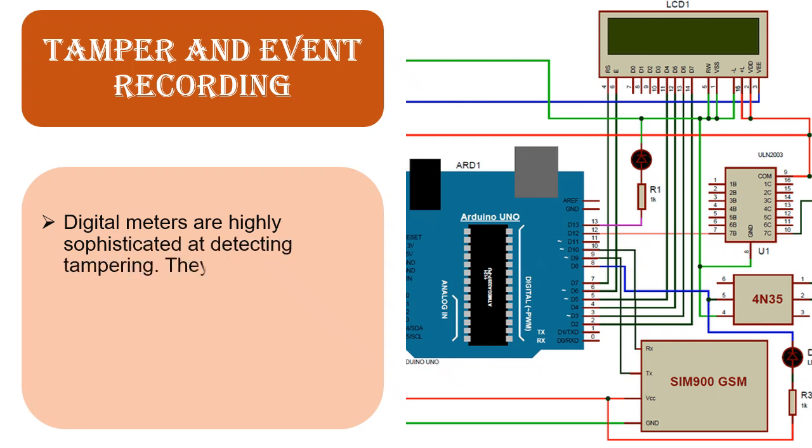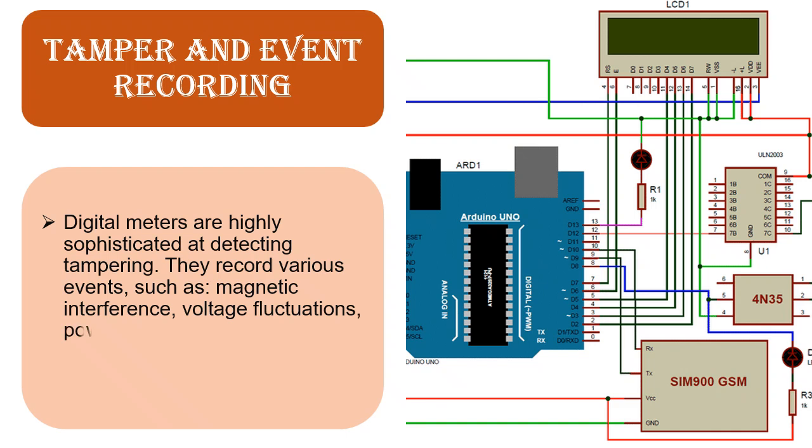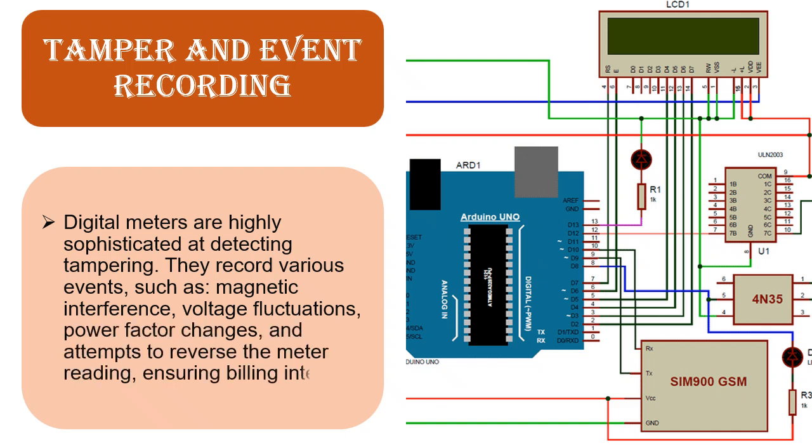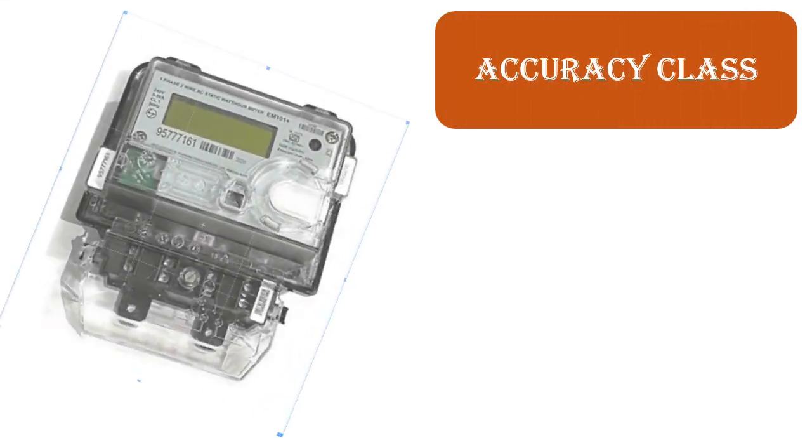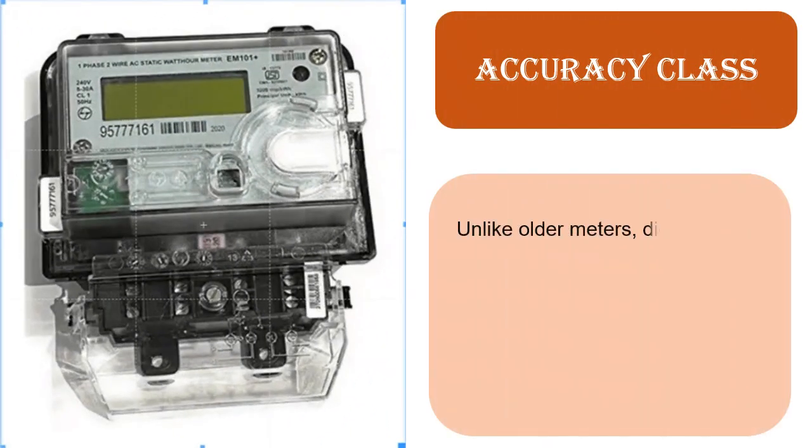Tamper and event recording. Digital meters are highly sophisticated at detecting tampering. They record various events, such as magnetic interference, voltage fluctuations, power factor changes, and attempts to reverse the meter reading, ensuring billing integrity.